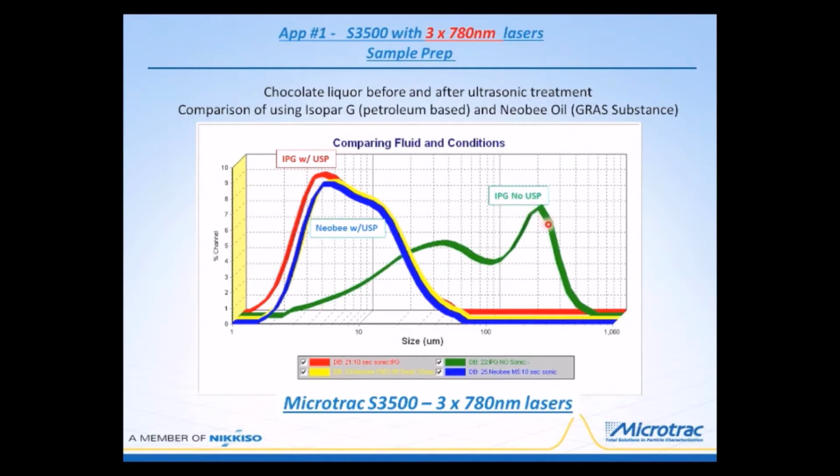But with the liquor here, when the first measurement is made, there's no ultrasonic treatment applied to it, and there's a lot of agglomeration throughout this area. So when we treat it with some ultrasonic energy, we find that the particle size shifts over here to this red line. And this is the true particle size distribution based upon having a well-dispersed system.